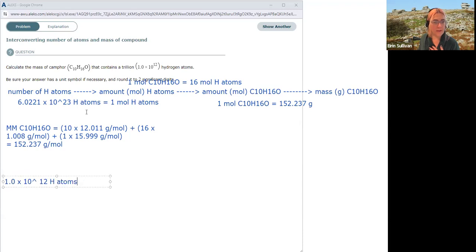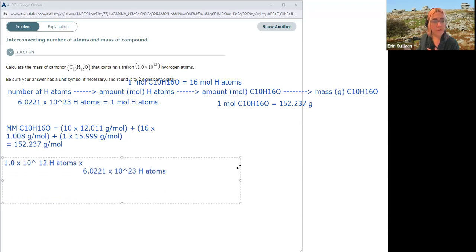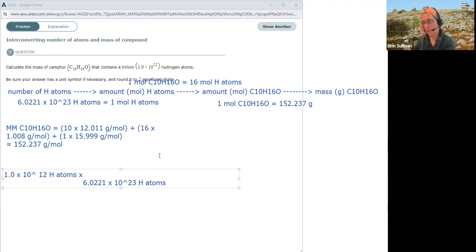So then at this first arrow, I'm going to use this equivalency and turn it into a unit conversion factor. So I want hydrogen atoms on the bottom. So that is 6.0221 times 10 to the power of 23 hydrogen atoms. That's going to go on the bottom and cancel out and give me number of moles of hydrogen atoms on the top. 1 mole of hydrogen atoms. If I press equals right now, the number of hydrogen atoms cancel out, giving me the amount in moles, but we're going to keep going because we want to get to the amount in moles of camphor.